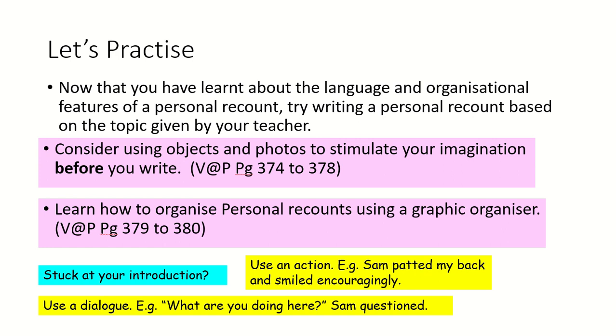Okay, so in the previous parts, I have shared with you that you can use a dialogue. For example, what are you doing here? Sam question. Then you will subsequently say, I explained, okay, that I am at this particular place. So that will solve your orientation of the 5W1H, which is who is involved, like Sam, okay, where, so you explain where it is.